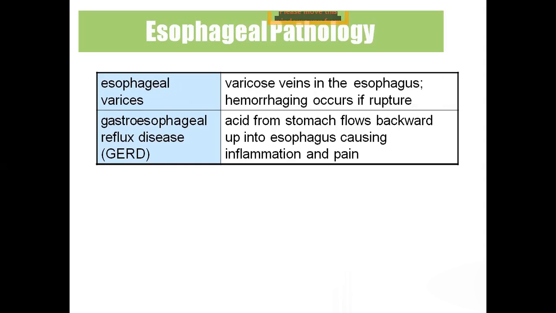And esophageal varices. Varices means varicose veins, meaning the veins become very weak and tortuous, so they easily rupture and bleed. That type of vein we call varicose veins. If the varicose veins are present in the esophagus, we call it esophageal varices. If the same varicose veins are present in the anal region, we call it piles or hemorrhoids.